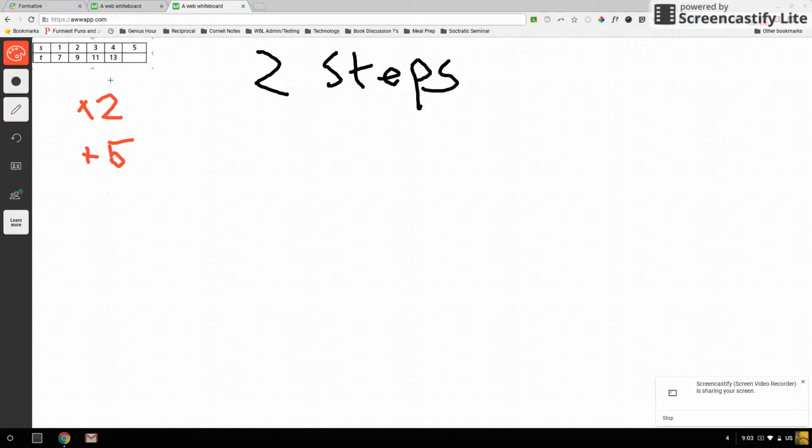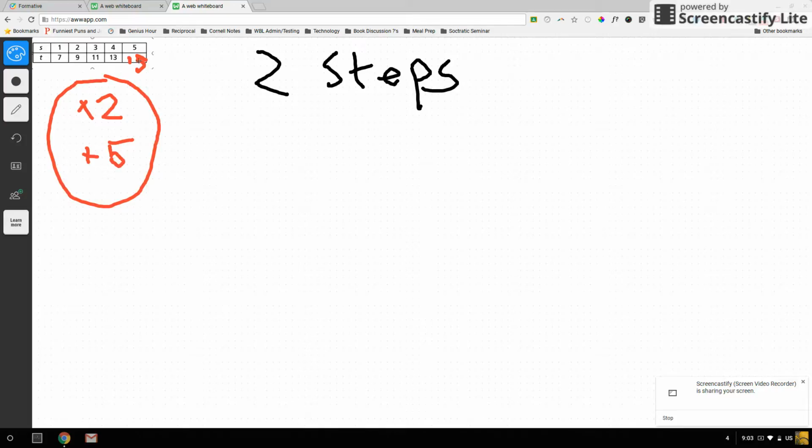I think we have it. 4 times 2 is 8, plus 5 is 13. All right, so let's fill in this last one. 5 times 2 is 10, plus 5 is 15. Awesome, so we figured out our rule. We have to multiply by 2 and then add 5. But now let's write a function.